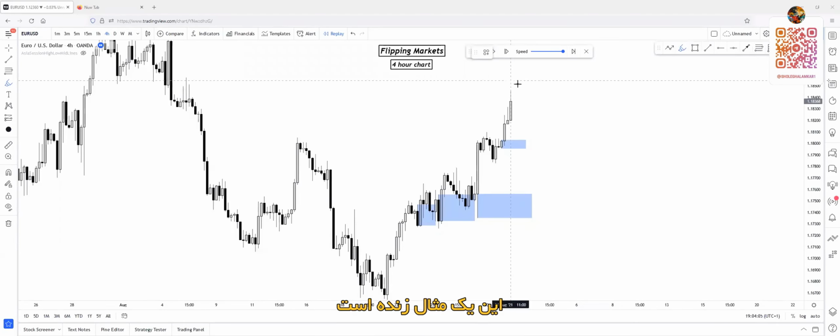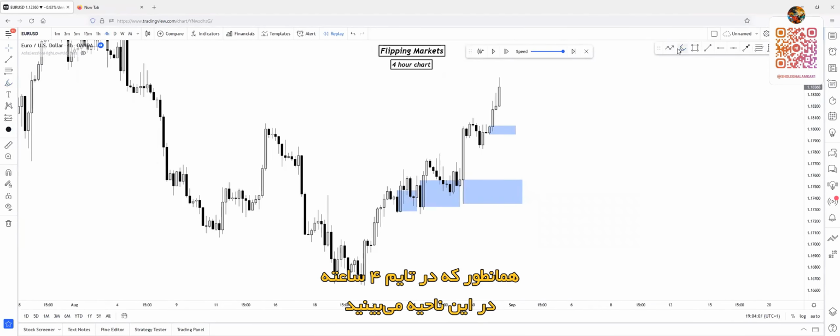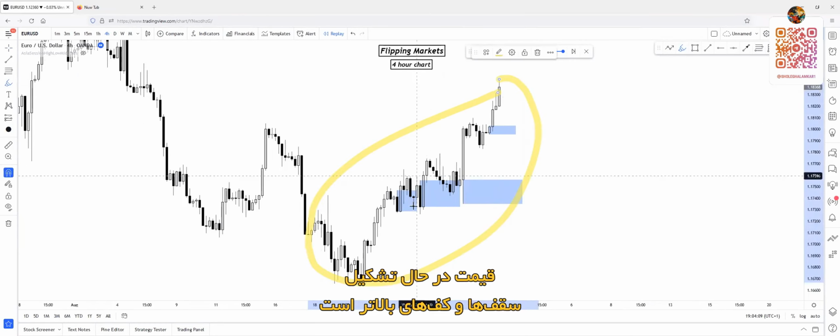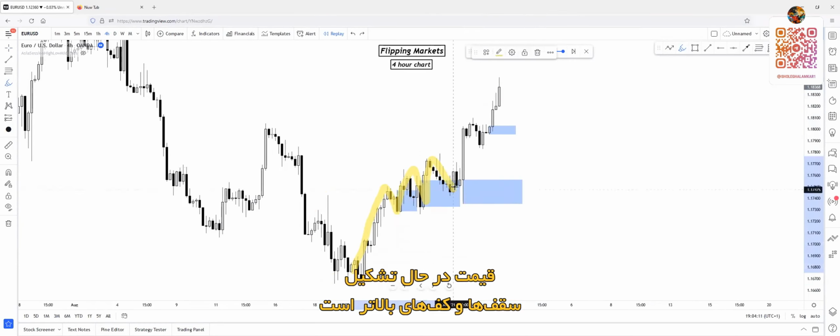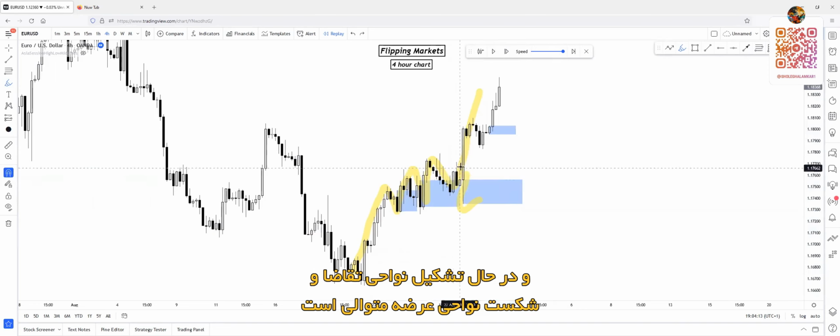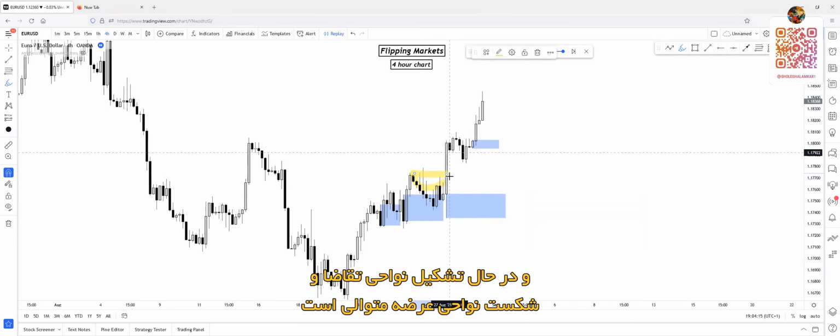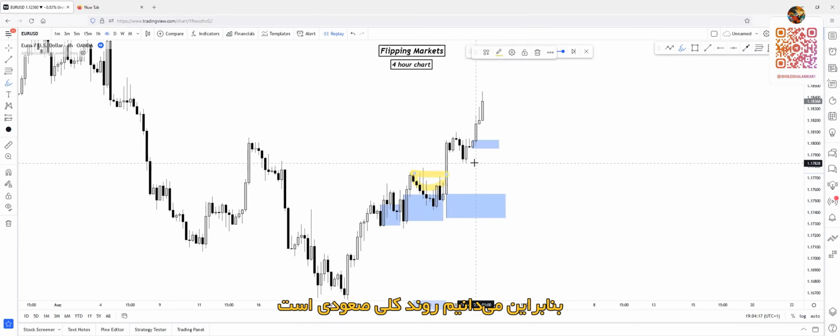Okay, so that's a live example. As you can see, in this region, on the 4-hour, price is creating a series of higher highs and higher lows, creating demand zones and breaking through supply zones over and over again. So we will know that the overall direction is bullish.